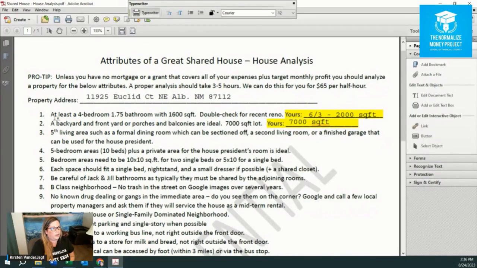what we're looking for here, number one, we already talked about a 4 bedroom, 2 bath, or a 1.75. So you at least have 2 functioning showers, 1,600 square feet. And then a backyard. So moving on to number 2, and a front yard or porches and balconies.